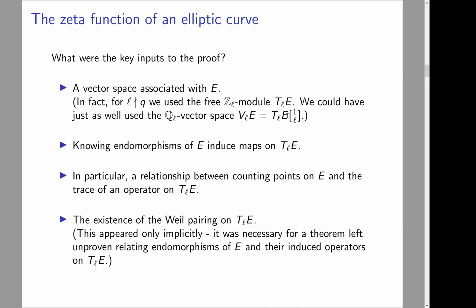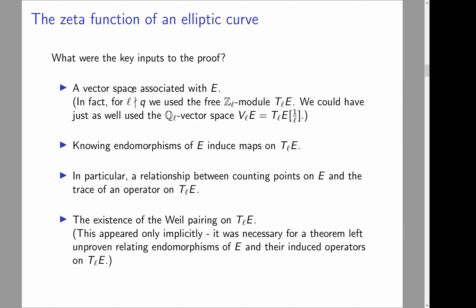It's worth noting that these aren't equivalent data. Knowing this module is like knowing a lattice inside this vector space, so it's a little bit more data. But for the purpose of proving the Weil conjectures, either one of these 2 pieces of information will do. And the interesting thing is that you have to pick some prime l away from q, but the actual choice of prime doesn't matter. Every different l, as long as it's not equal to q, would work. So it's funny that you have to pick an auxiliary prime, but which one you pick doesn't actually change anything.